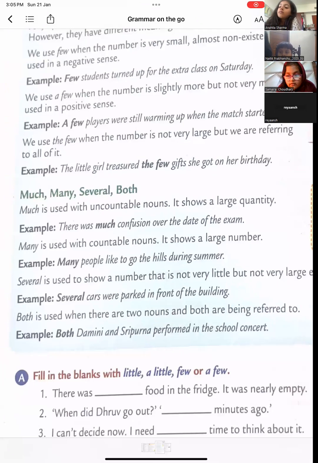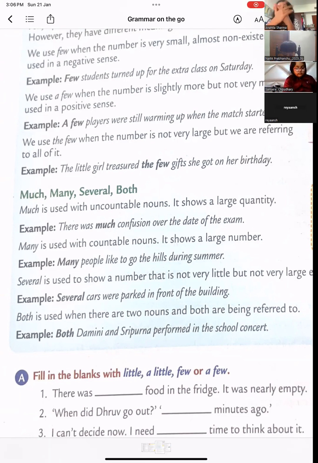Ma'am, can I try? I would like to use several in my sentence. Okay, say several, jaldi. Samaira can also try. Naitik also try. Anahita, why are you sad? You sent a sad smiley. No, I didn't. Yeah, by mistake, maybe.